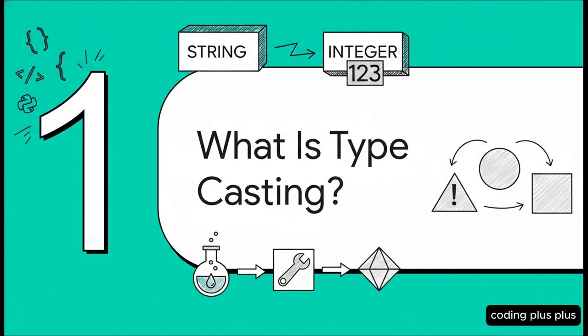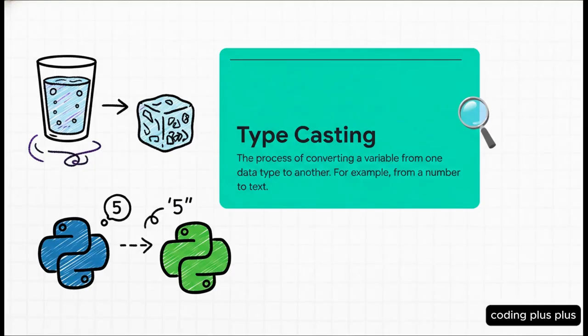So, before we start writing any code, it's really important that we're all on the same page about what typecasting actually means. At its heart, typecasting is just the process of converting a variable from one data type into another. You can think of it like water turning into ice. It's the same substance, right? It's just in a different form. We're going to apply that same idea to our data.